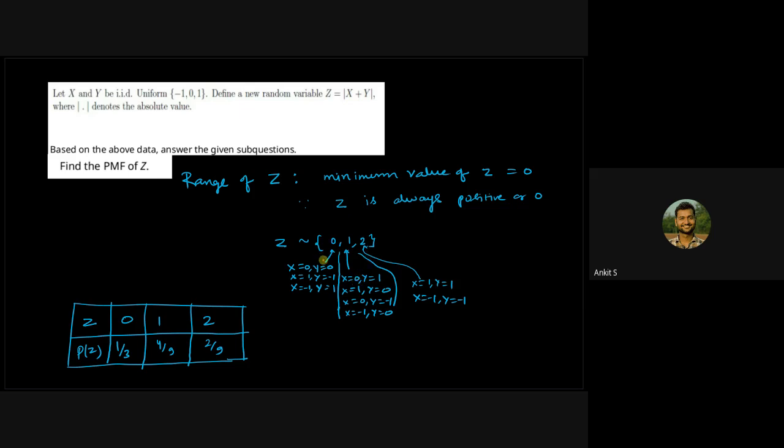You see here, what is the range of Z? You put x equals 0, y equals 0, you get 0. You will not get any value below 0 because we have mod here. So you will get 0 when x and y are 0, or x is 1 and y is -1, and so on. Similarly, you can put different values of x and y to get 1 here, and similarly for 2. Since you know that x and y are independent, how would you calculate this probability?